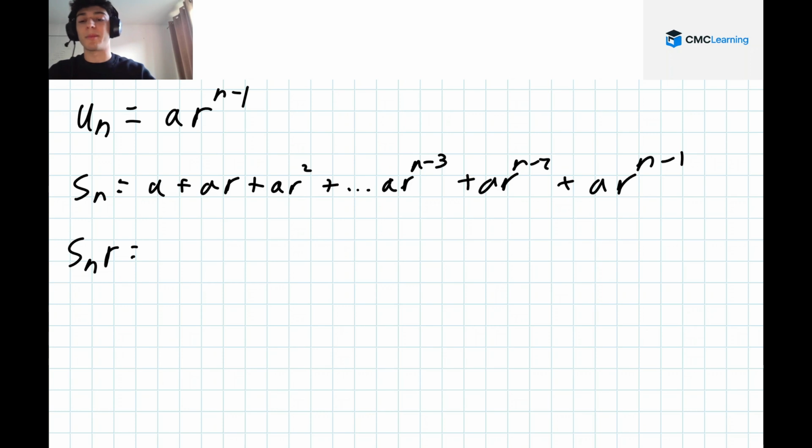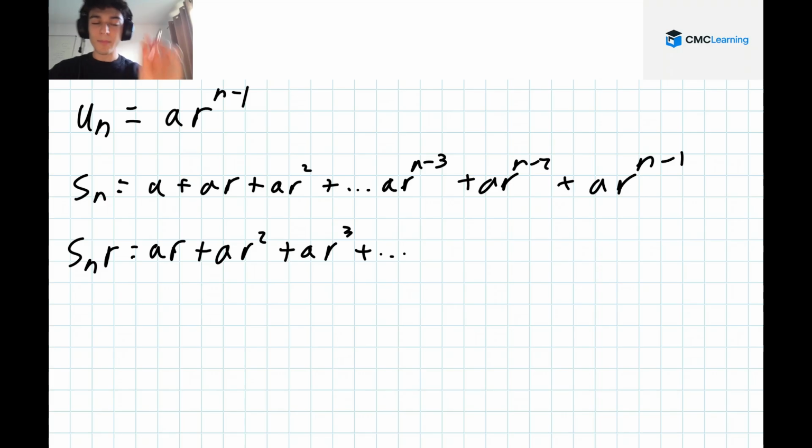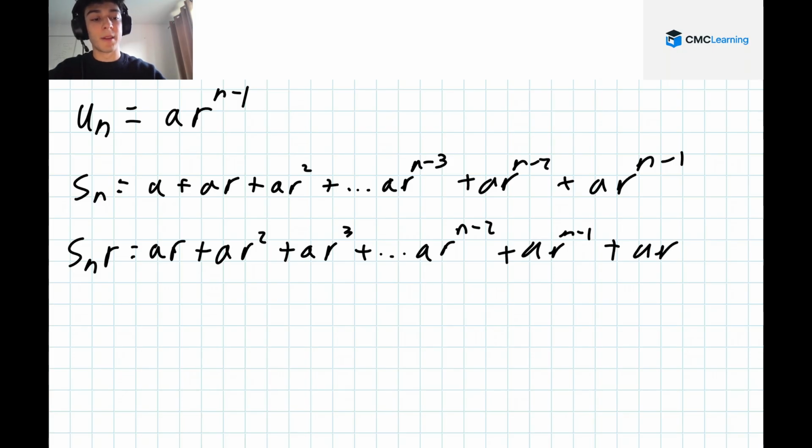Well, the first term multiplied by r, ar. Second term, ar squared. Third term, ar cubed. In this case, we can see we're just increasing the index of this r term by 1. So we can keep going. For the last three terms, ar to the n minus 2, ar to the n minus 1, and the last term now becomes ar to the power of just n. So n minus 1 multiplied by another r just gets rid of that minus 1 index.